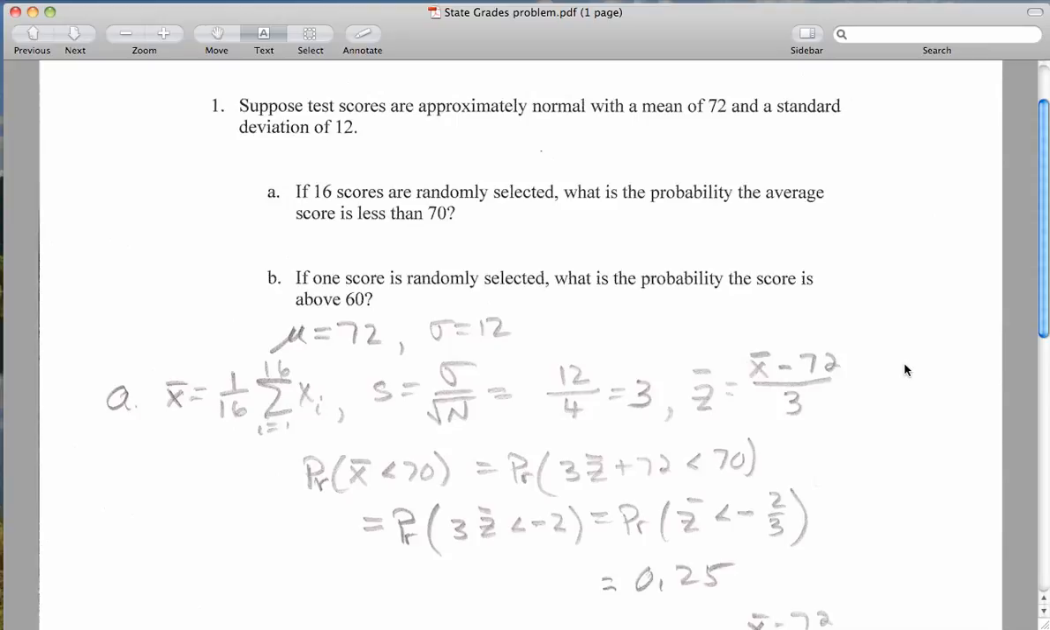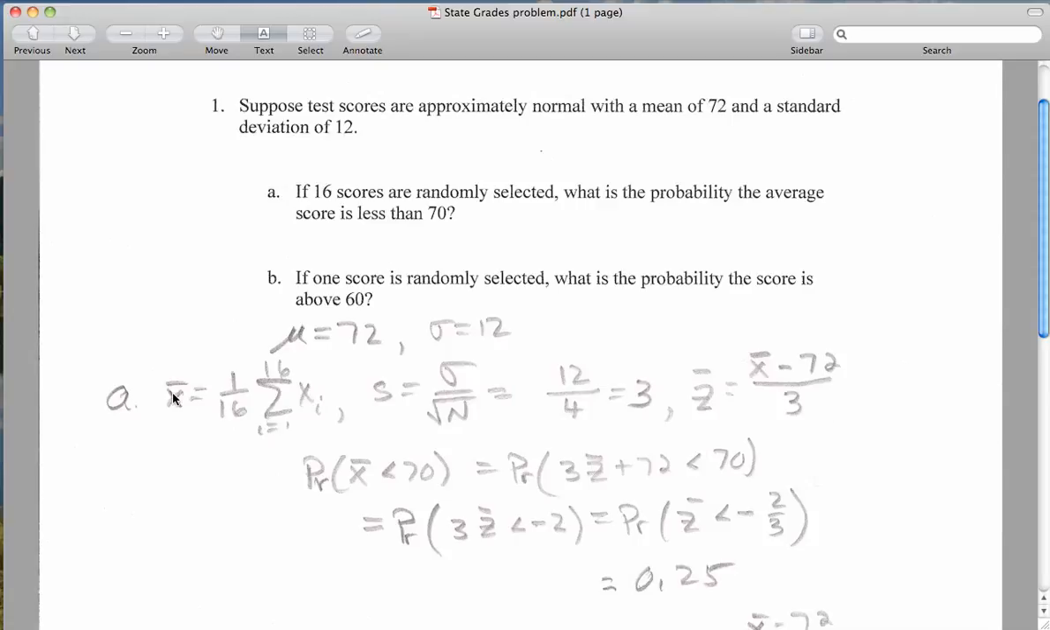Okay, here's yet another statistics problem. Suppose that test scores are approximately normal with a mean of 72 and a standard deviation of 12. Part A: if 16 scores are randomly selected, what is the probability the average score is less than 70? In other words, if we take 16 at random and form the average, what's the probability that that average is less than 70?